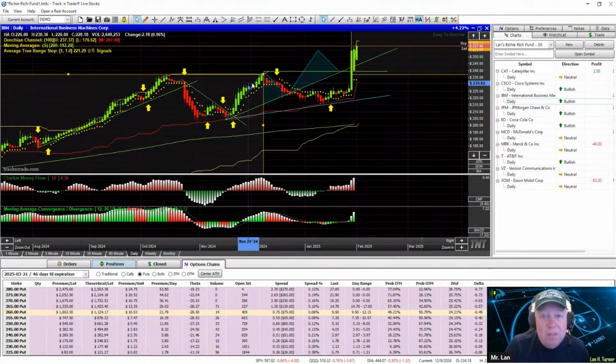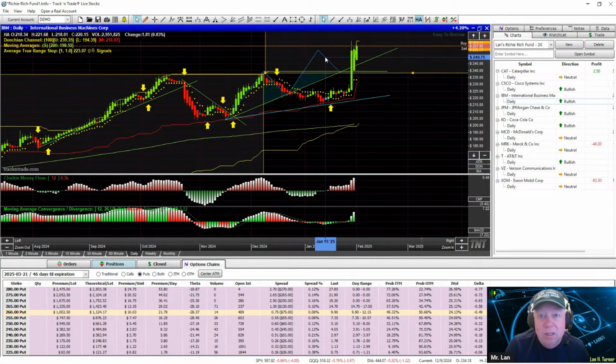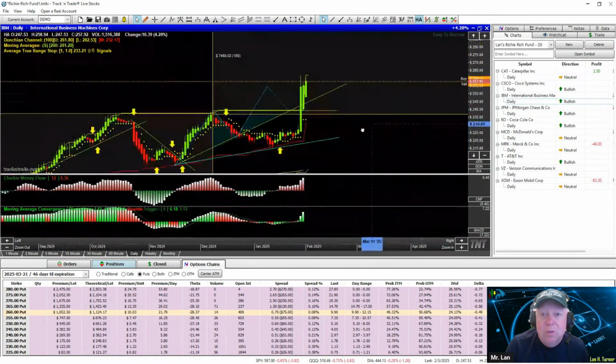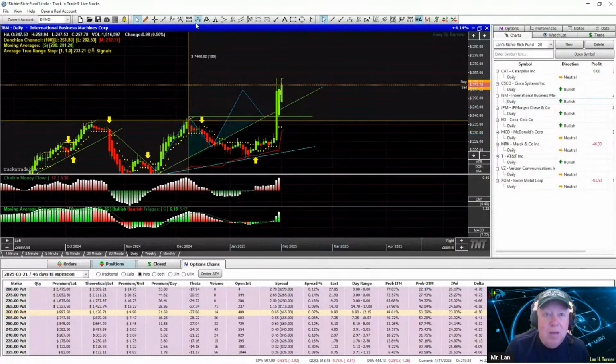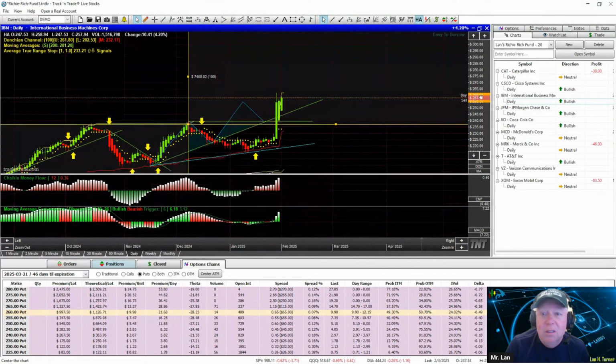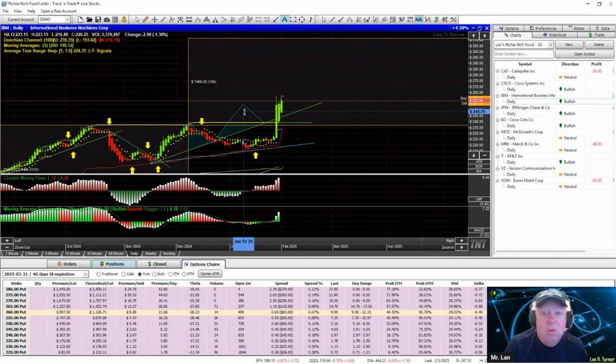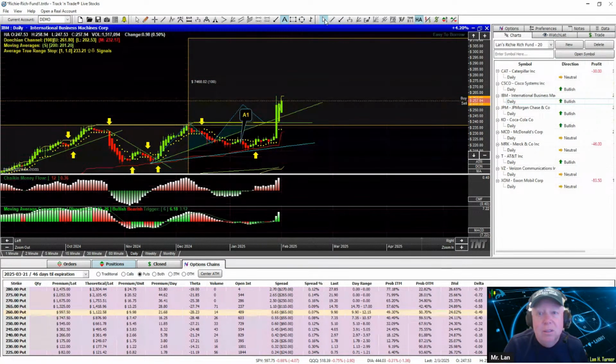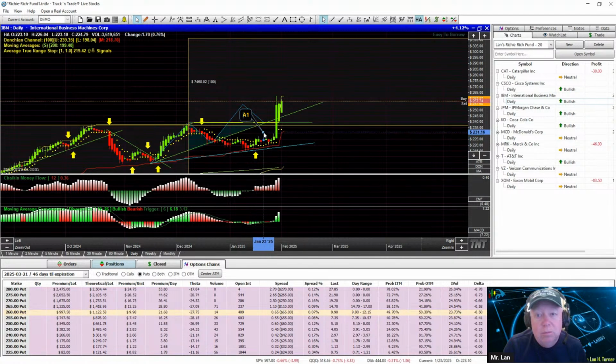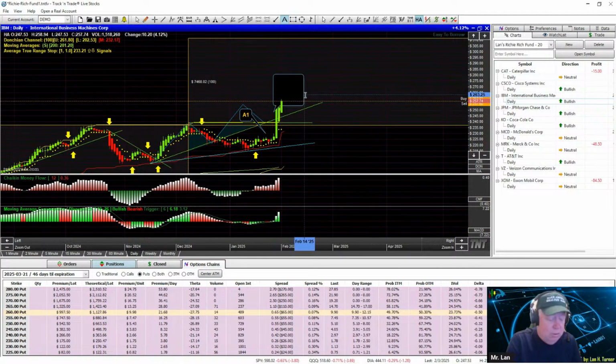Let's call this the ABC pattern. That's the Darvis box. And then this is where we're at. So if that's what that is, that's going to be an A1 right there. This is our A1 of the new Darvis box. Boom, boom, boom. So that baby took off. So this little pullback right here, this is A2.